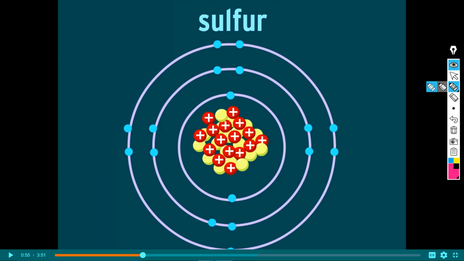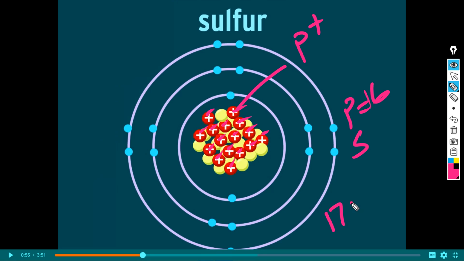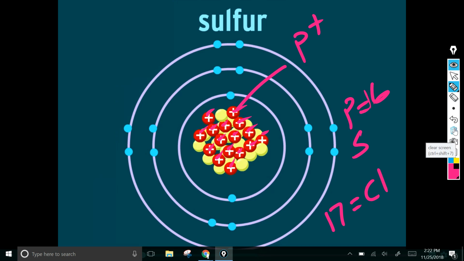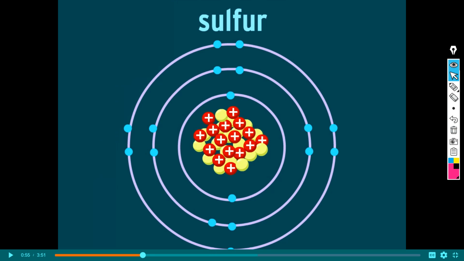So remember that the number of protons, the number of positive charges inside the nucleus, tells you what element it is. In this case, there's 1, 2, 3, 4, 5, 6, 7, 8, 9, 10, 11, 12, 13, 14, 15, 16. If you have 16 protons, you are sulfur. If you have 17 protons, you are chlorine. The number of protons is your defining characteristic. It tells you what element you are. Different element with totally different properties.